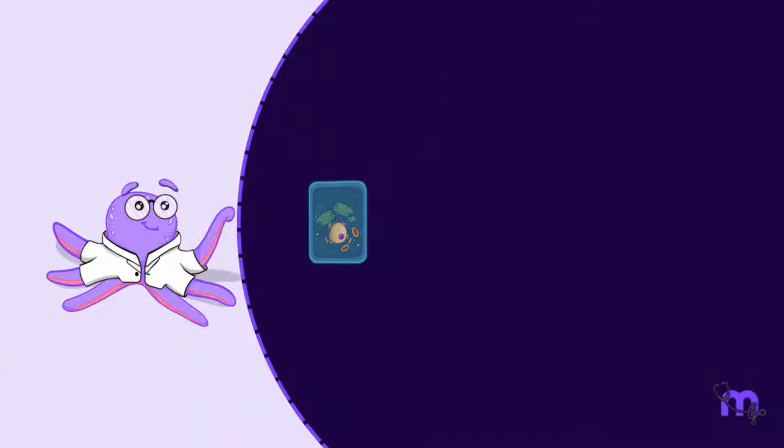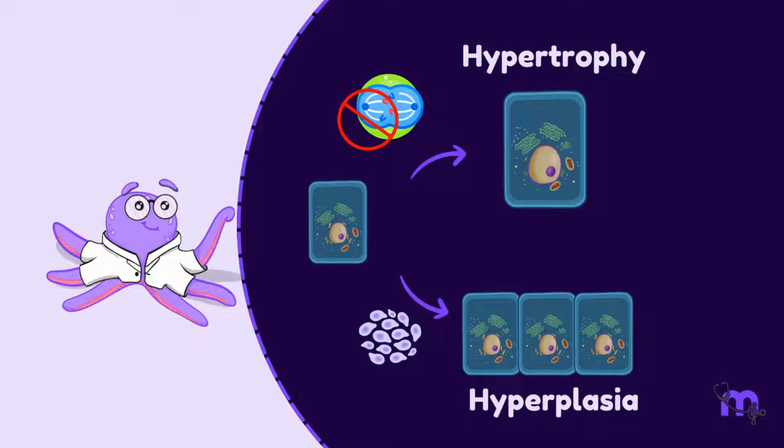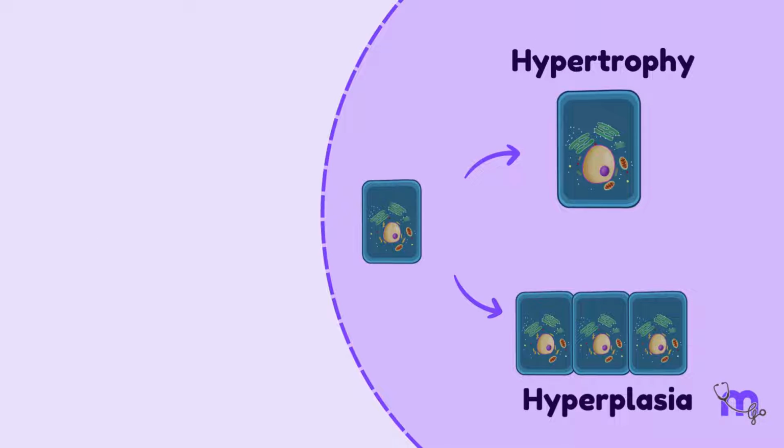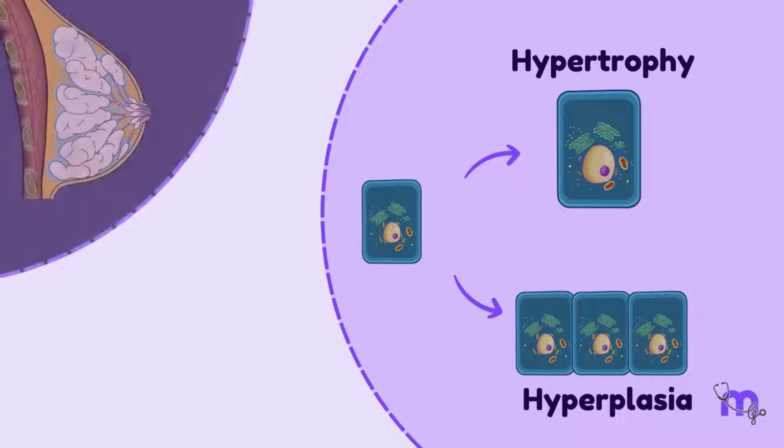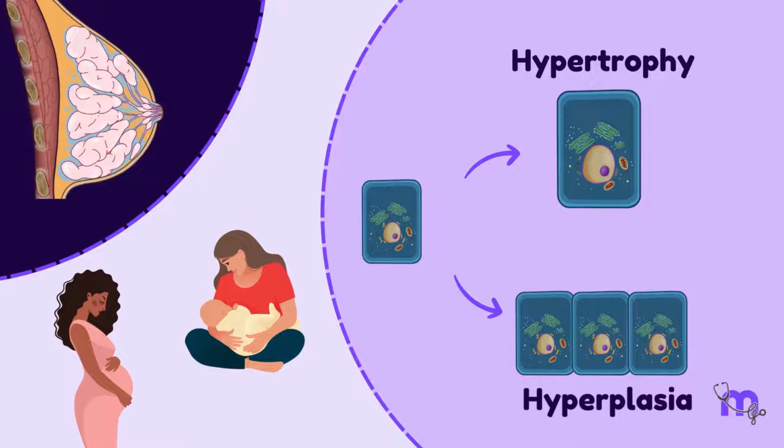So, how does a cell figure out whether it needs to hypertrophy or undergo hyperplasia? The answer is simple. Cells incapable of division become hypertrophic. Tissues that have loads of stem cells and are capable of cell division undergo hyperplasia. Some tissues can do both, an example being the breast during pregnancy and lactation.